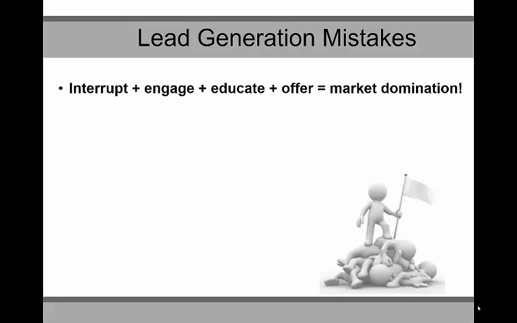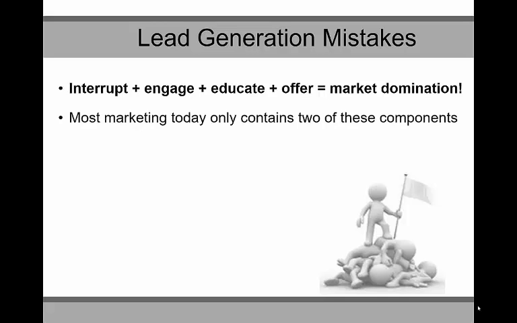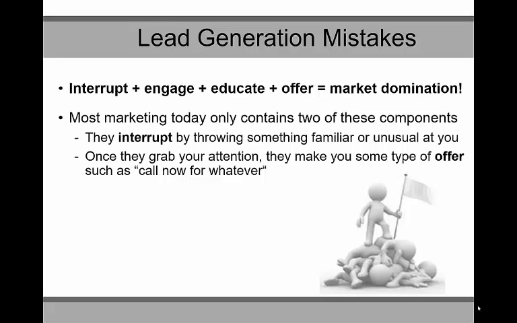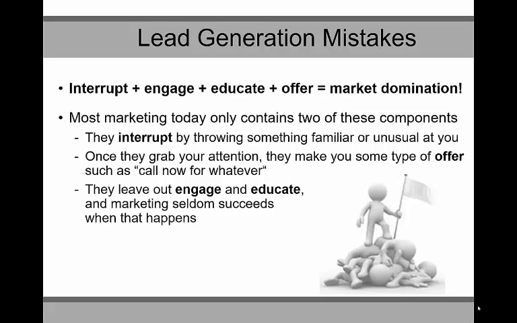Now here's the problem. Most marketing today only contains 2 of these components. They interrupt by throwing something at you that's either familiar, like Tiger Woods, or unusual, like monkeys and talking pets. Once they grab your attention, they make some type of offer, such as call now for whatever. They have left out the engage and educate, and marketing seldom succeeds when that happens.